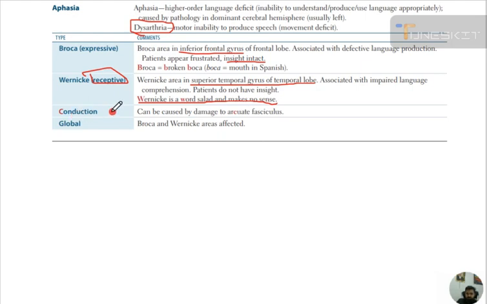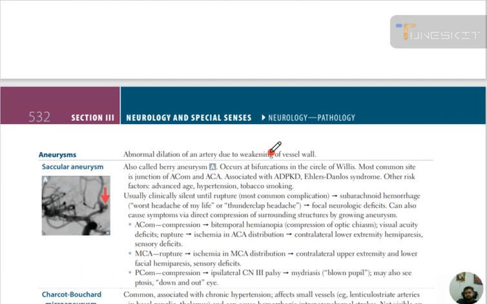Conduction aphasia can be caused by damage to the arcuate fasciculus. And in global aphasia, both Broca and Wernicke areas are affected. So, next page.